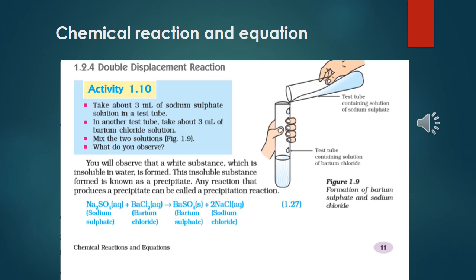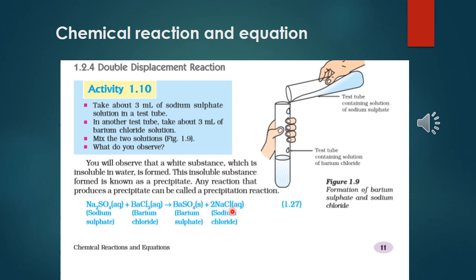To understand double displacement reaction, let's perform an activity. Point number 1, take sodium sulfate solution in a test tube. In another test tube, take barium chloride solution. Now mix both the solutions and observe. You will observe that a white substance which is insoluble is formed. This insoluble substance is known as precipitate. Any reaction that produces precipitate can be called a precipitation reaction.